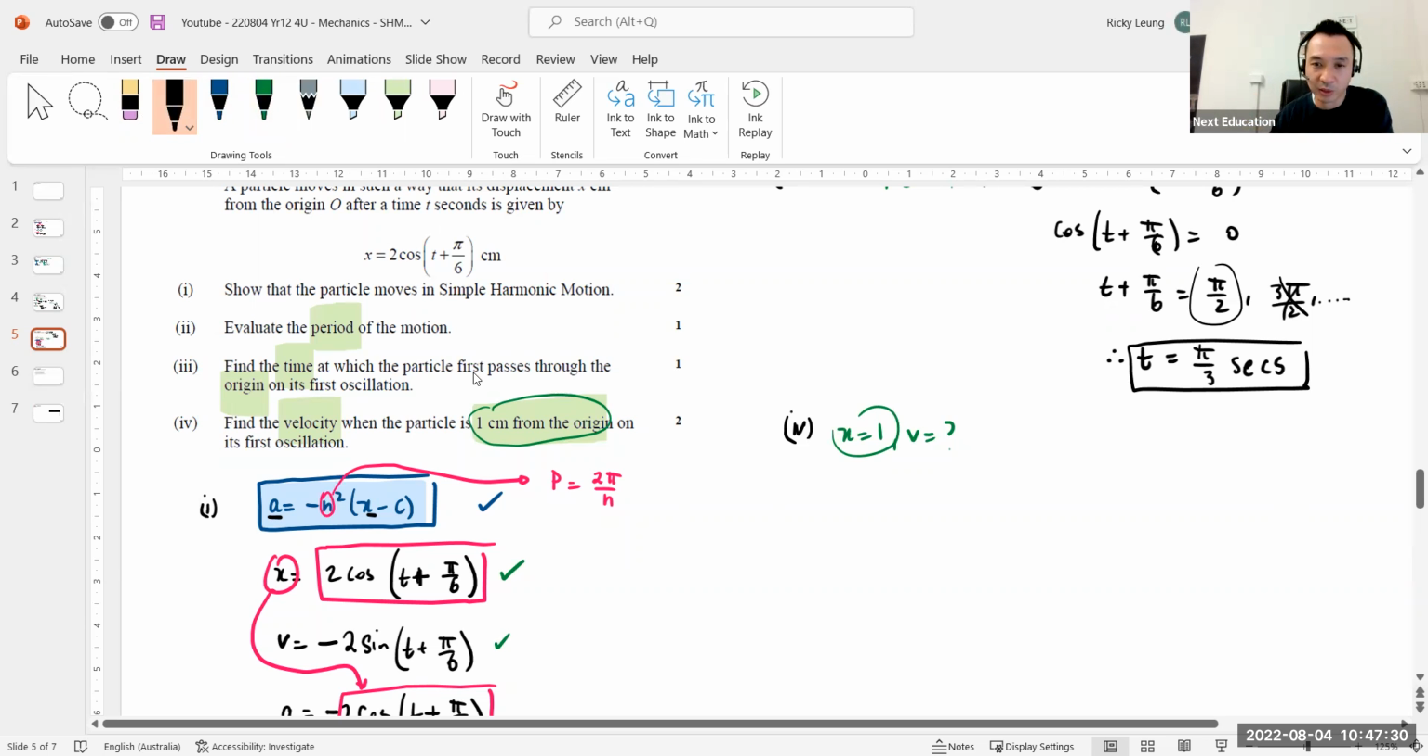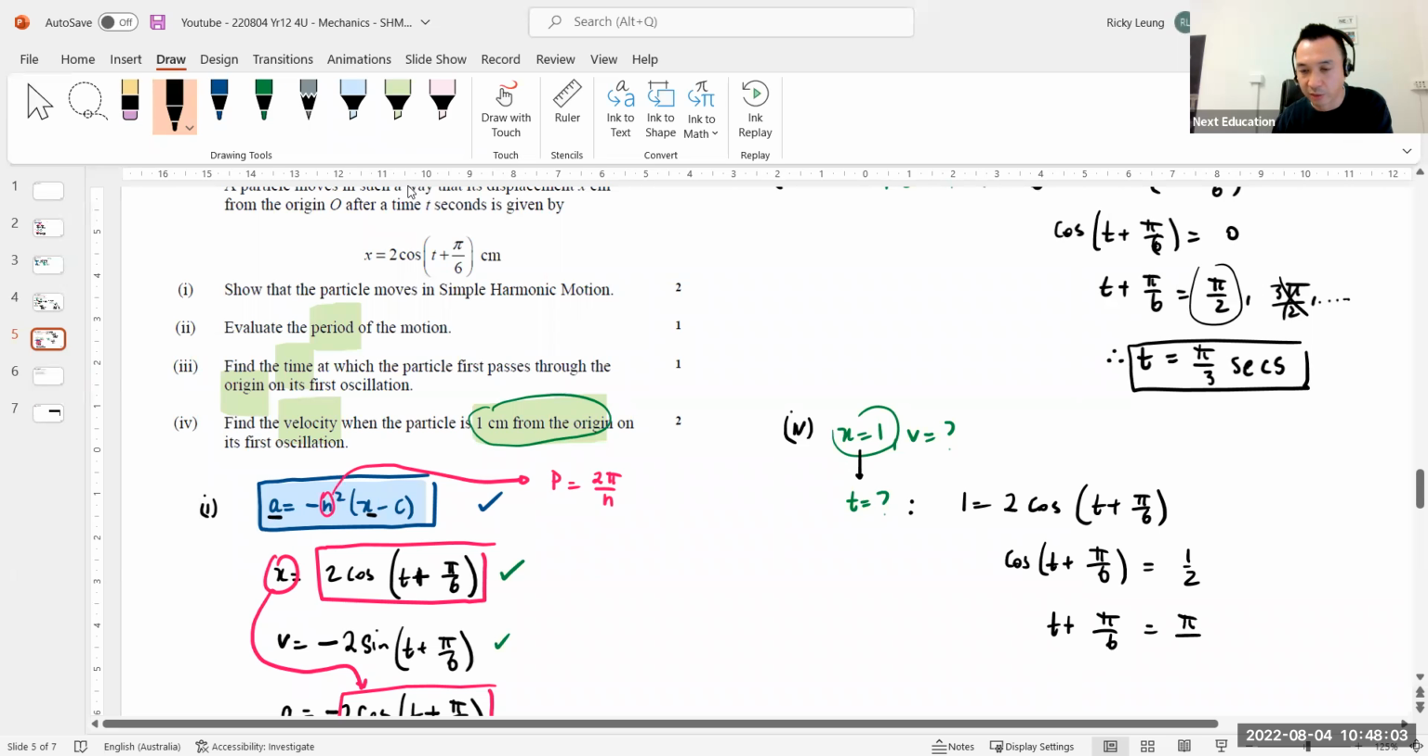So first, when x equals 1, let's try to find time first. So sub in 1 over here. Oh, nice exact values for trig, makes life a lot easier. So cos of t plus pi on 6 equals 1/2. Shift cos, inverse cos that. I think it's pi on 3. Now this is the first pass, the first oscillation, so I'm going to take the first answer, pi on 3.